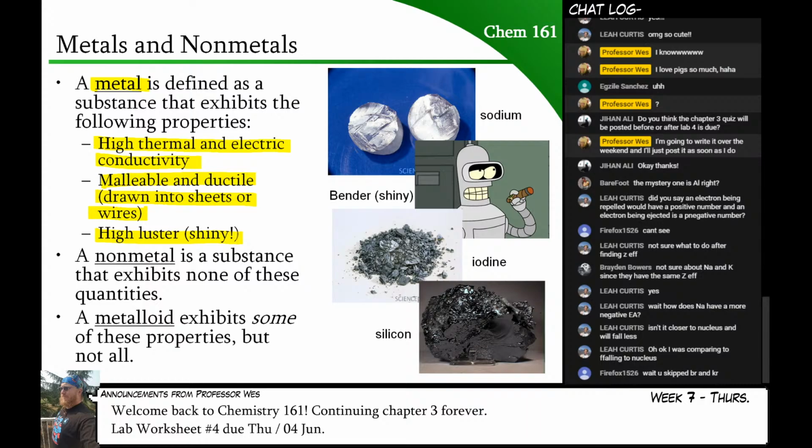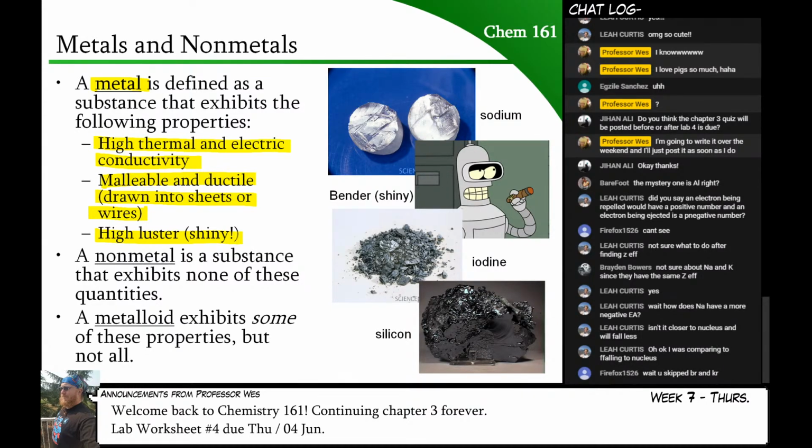Now, if you are a non-metal, you have none of those properties. So you are not thermally conductive, you are not electrically conductive, you are not malleable or ductile, and you are not shiny. Iodine, shown over on the right here, if you hit it with a hammer, it shatters. It's not shiny, you can't conduct electricity with it. It just does completely different things.